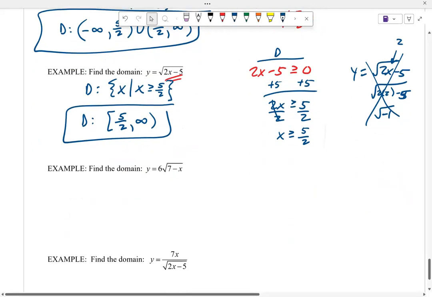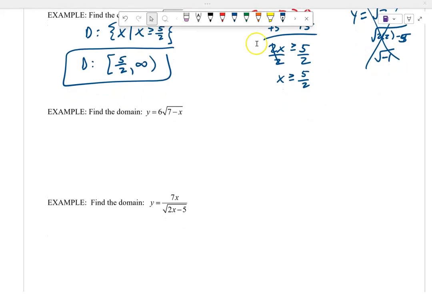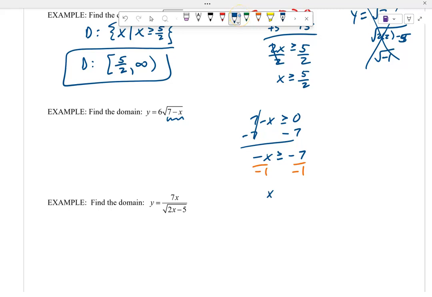So similarly, that's going to be your trick. If you want to pause the video and try finding your domain on these last two, that'd be great. Hopefully when you're finding the domain on this one, you notice you get that radicand 7 minus x. So the stuff under the radical has got to be 0 or bigger, greater than or equal to 0. Solve that. So you got negative x greater than or equal to negative 7. Now you got to get rid of this negative 1 out front. So don't forget that when you divide by negative 1 on both sides, that's going to flip the sense of the inequality.